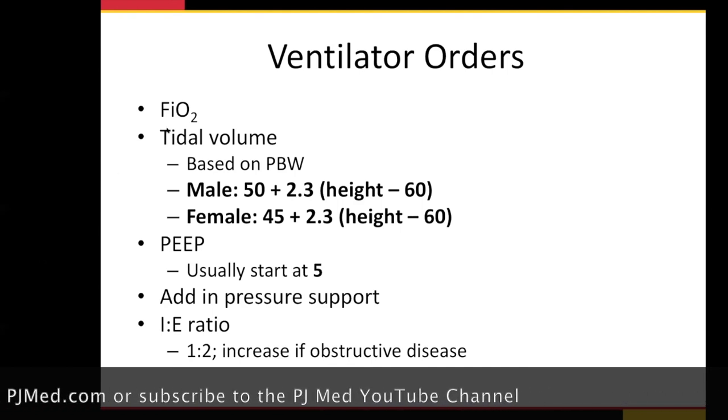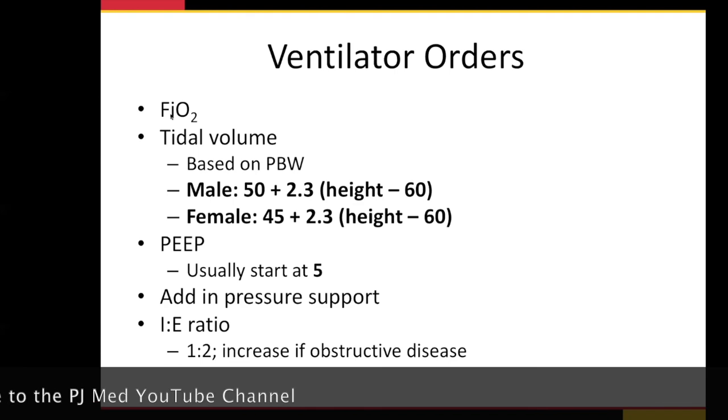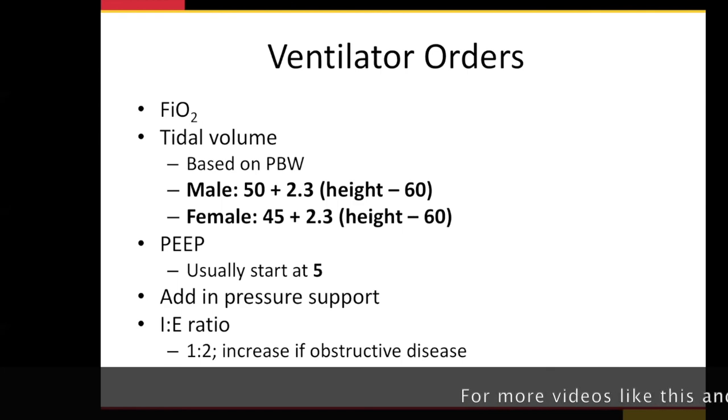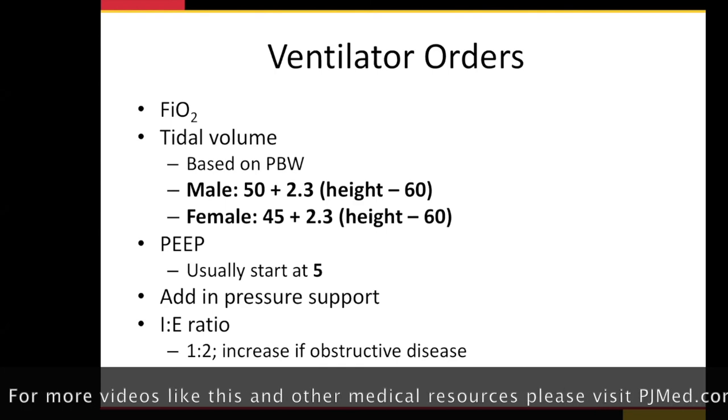So you start with your FiO2. That's going to be 100% FiO2. That's your oxygen concentration going into the vent. You start with 100 and work your way down. And you can do that off of pulse ox. You can do that off of arterial blood gases. But that's where you start, okay?